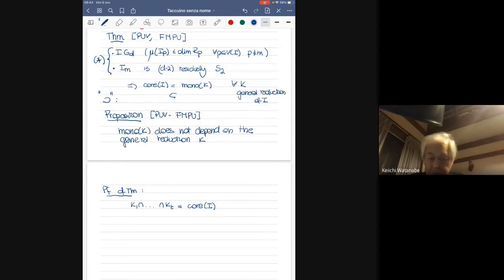And now the fact that the mono of K is independent of K says that the mono of K is equal to the mono of K_i. So any K you're going to take has the same mono. And these monos are obviously containing K_i for every i, and if they are containing every K_i, they are containing the intersection. And then the mono of K is in the core. So really the crucial thing here is the proposition.